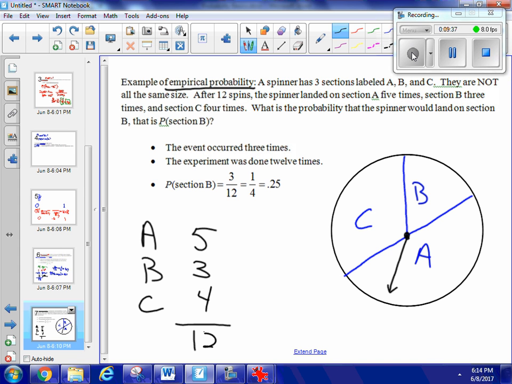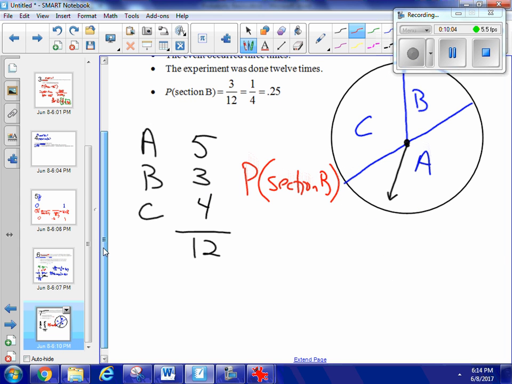And I'm trying to find out what is the probability of it landing on section B. Well, now, it's interesting. So let's do it the mathematical way. I can see that I had 3 favorable outcomes over 12 possible outcomes. So that's equal to 1 over 4, and I put it in decimal form. It is a 0.25 probability.